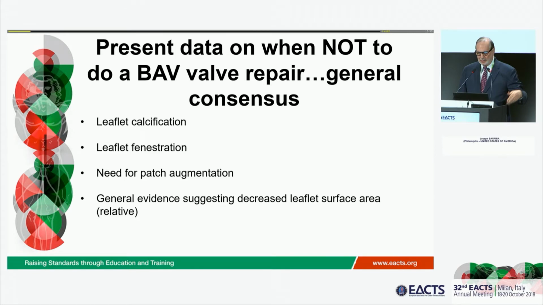Leaflet fenestration is another issue if it's too severe. The need for patch augmentation, which is actually very interesting regarding the lecture that we just had. Patch augmentation has not been very successful in bicuspid valve repair, so it's interesting to see some of these Ozaki techniques and where they're going to go. And there's general evidence suggesting that there could be an issue regarding decreased leaflet surface area, which is more of a relative issue, and what to do about that also gets into the idea of patch augmentation, because that's the reason why you would do a patch augmentation.